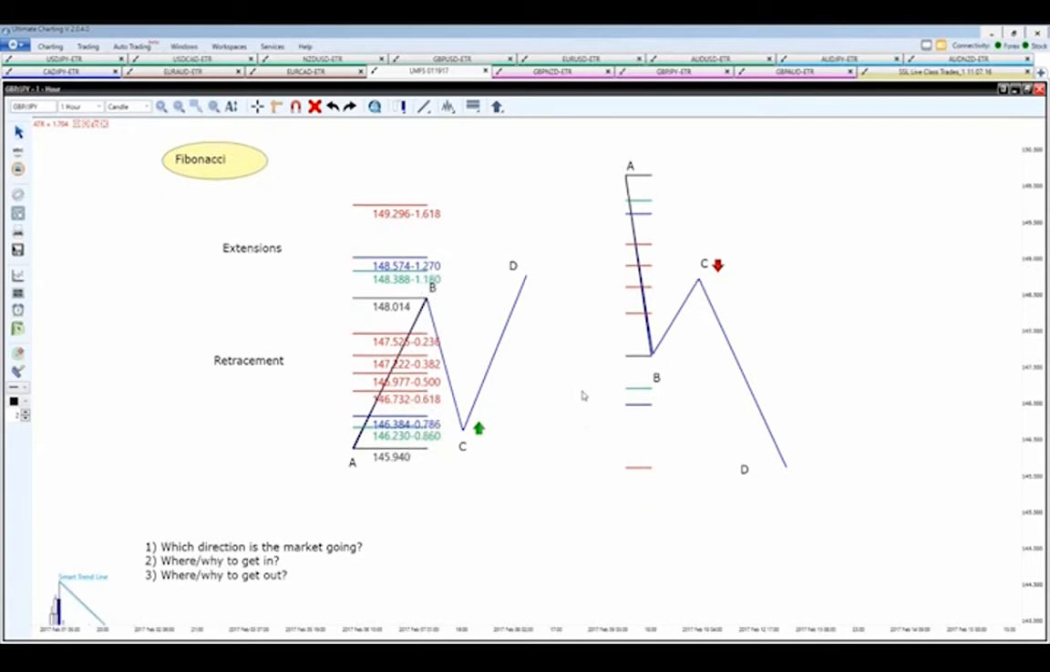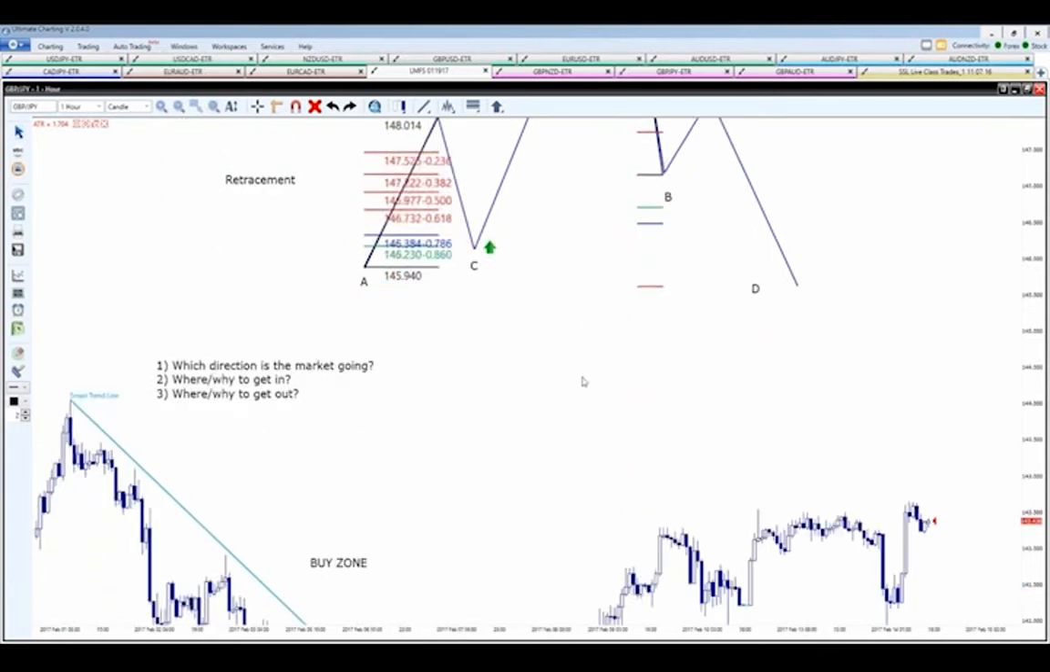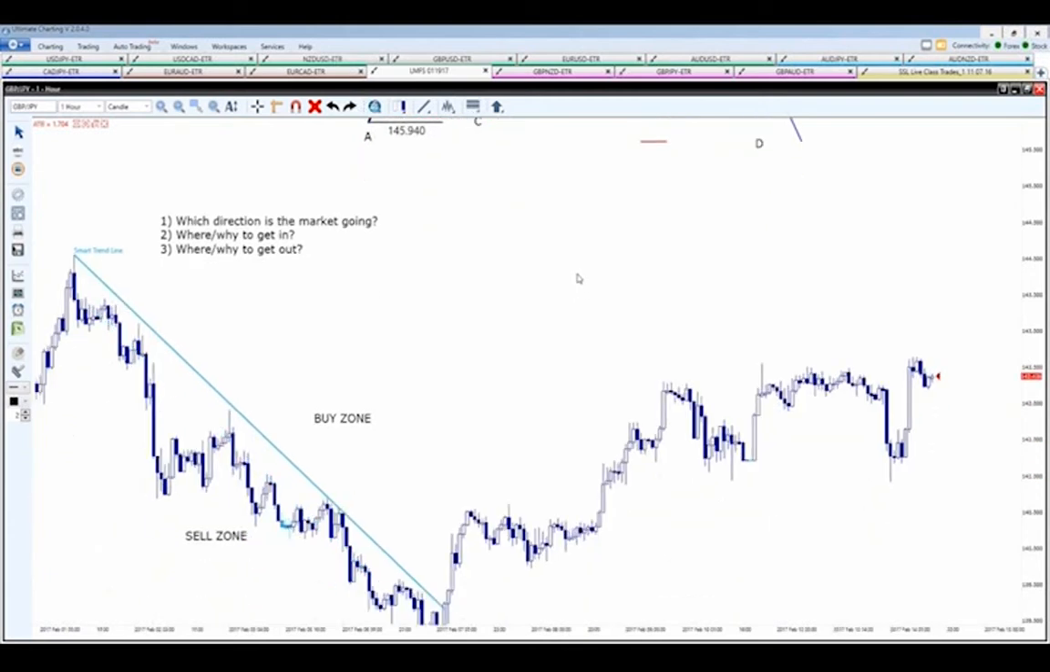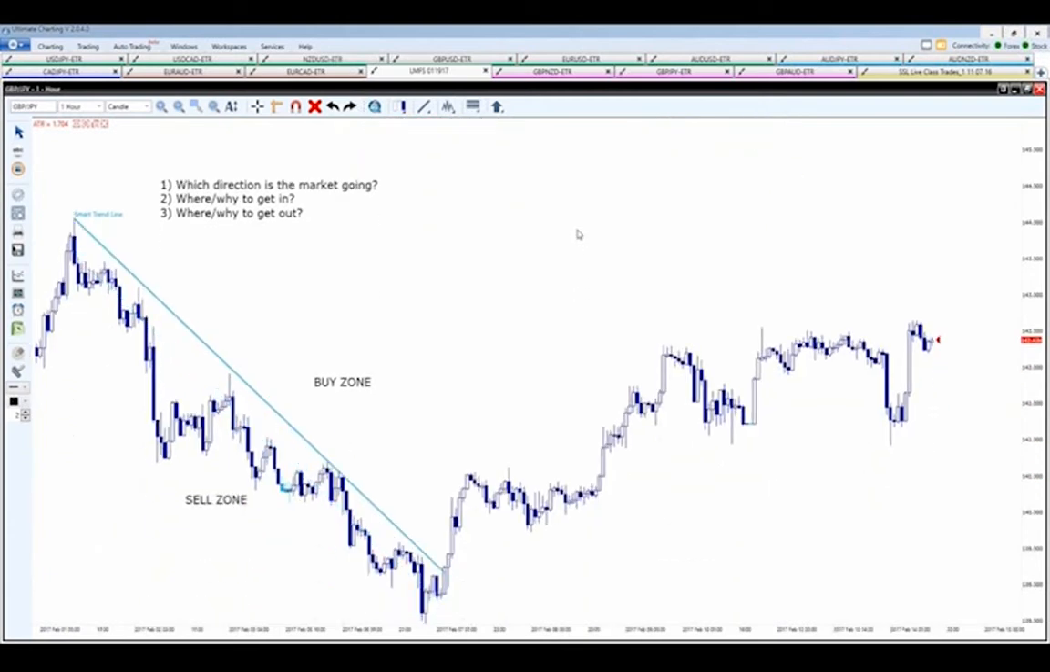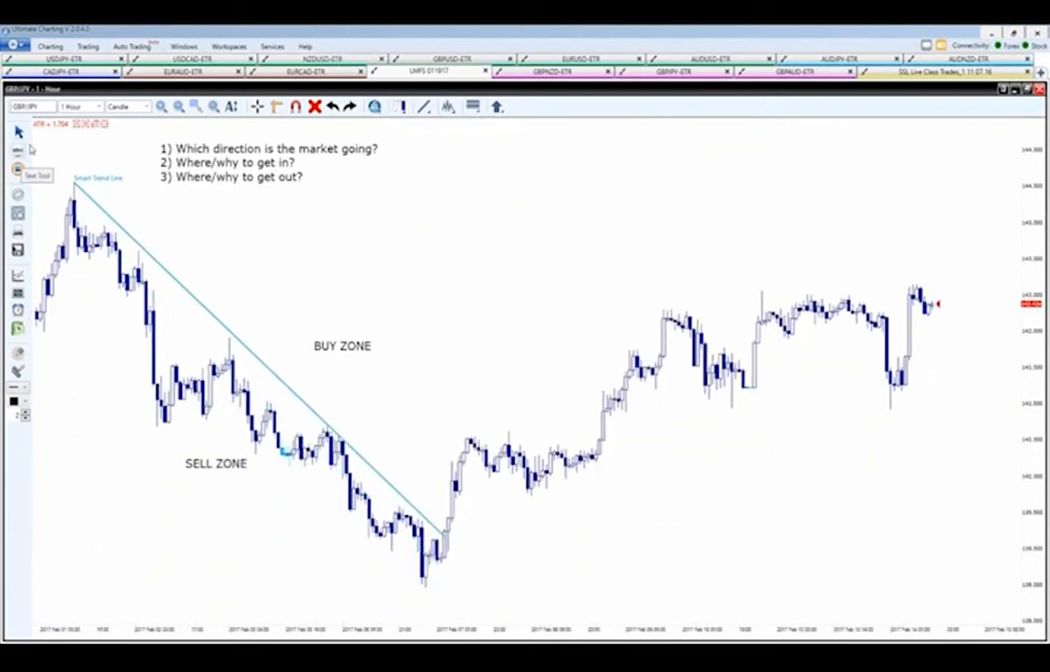Yeah, somebody just asked, do we get the Fibonacci tool? Yeah, you're going to get that. But more importantly, you're also going to get the auto Fibonacci tool. So I don't have a lot of time, so here's what we're going to do. I'm going to show you the auto Fibonacci tool. It's called our smart Fibonacci tool.